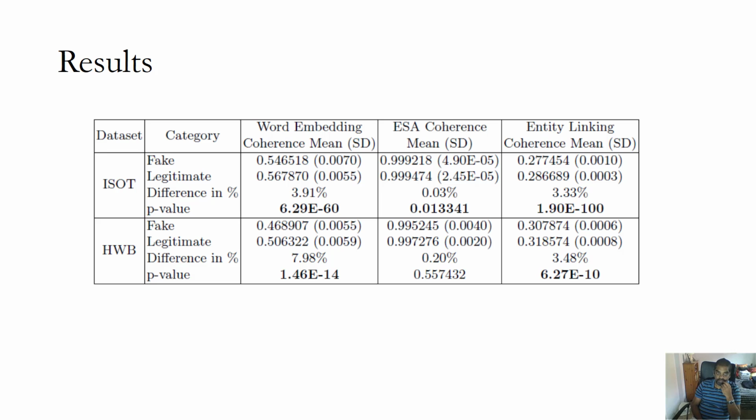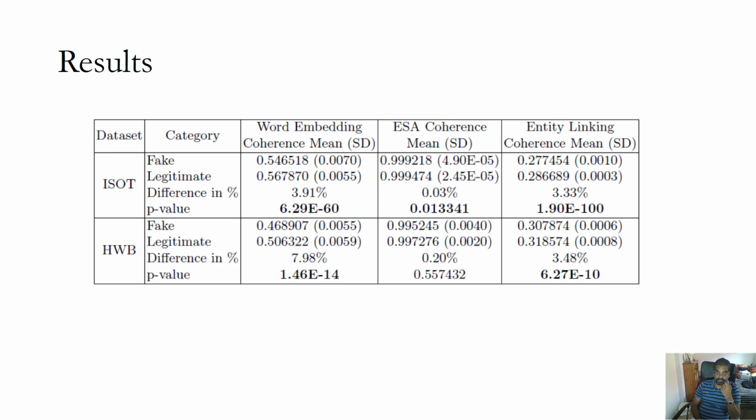For word embedding, if you look at ISOT, the fake coherence score is 0.54, whereas the legitimate coherence score is 0.56. So there is a difference of 2%, or almost 4%, across these two coherence scores. The p-value for that difference is highly significant. The lower the p-value, the better, so this difference is highly statistically significant. Similarly, for health and well-being, you have a statistically significant difference, and it's actually an 8% difference in coherence scores for word embedding.